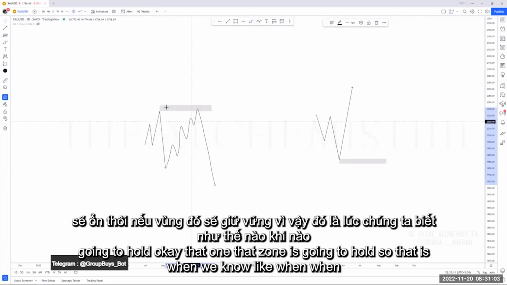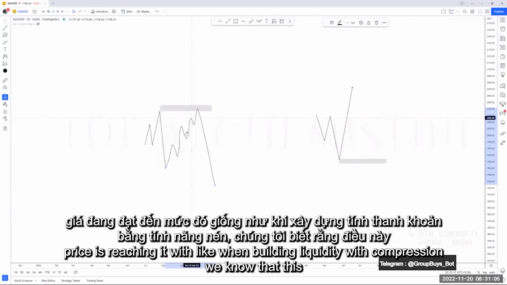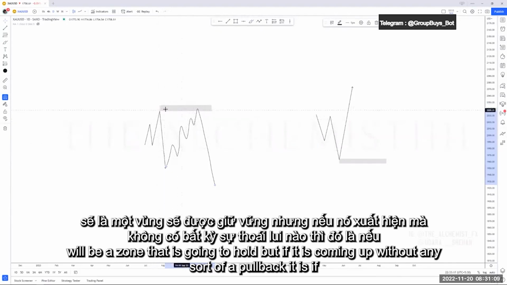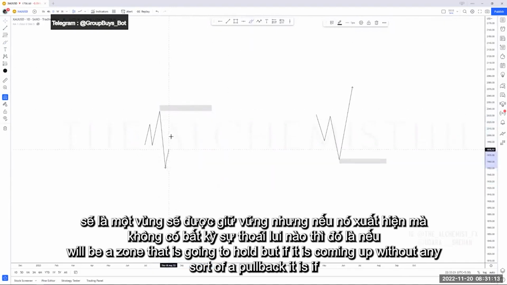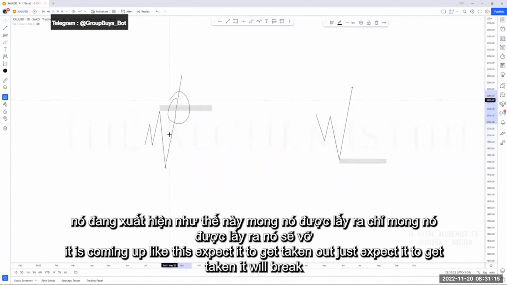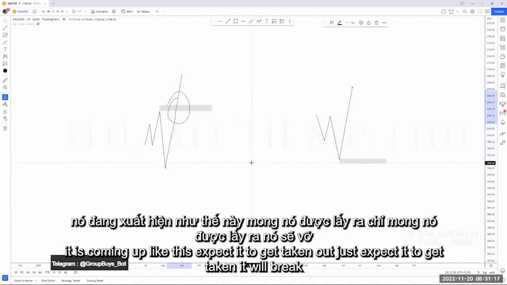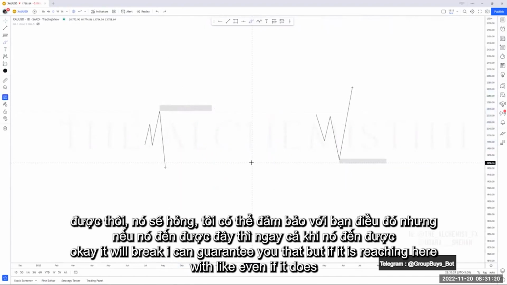So when price is reaching it while building liquidity with compression, we know that this will be a zone that is going to hold. But if it is coming up without any sort of pullback, just coming up like this, expect it to get taken out. It will break. I can guarantee you that.